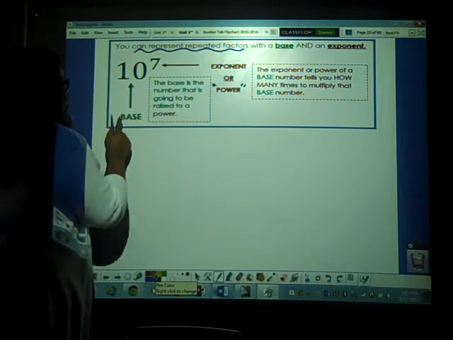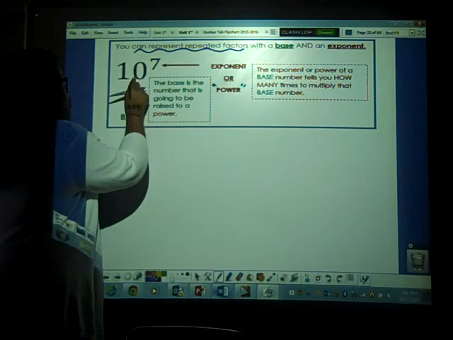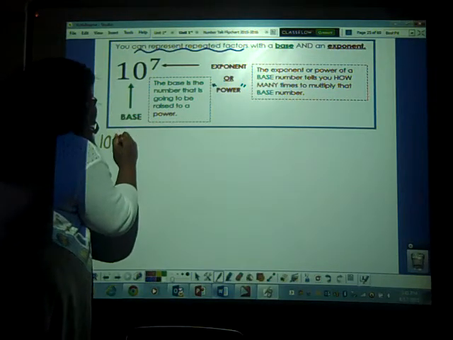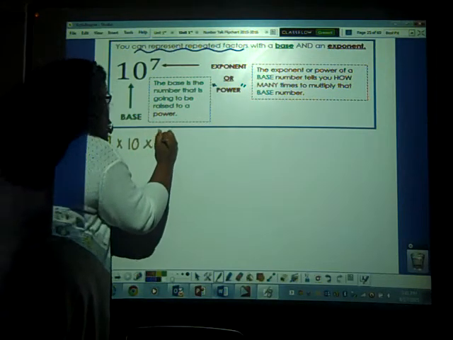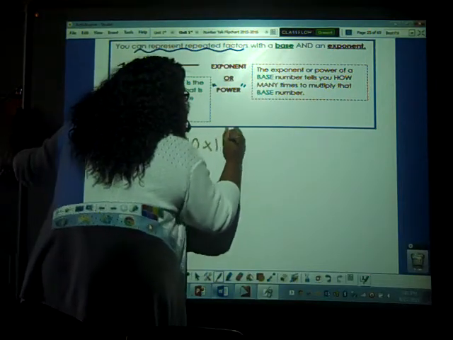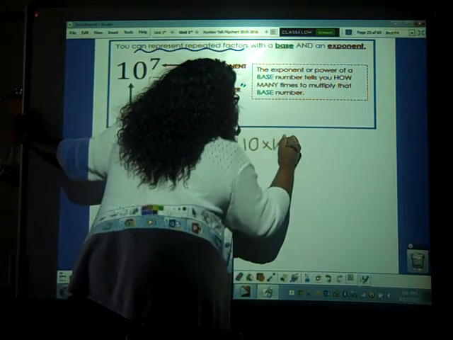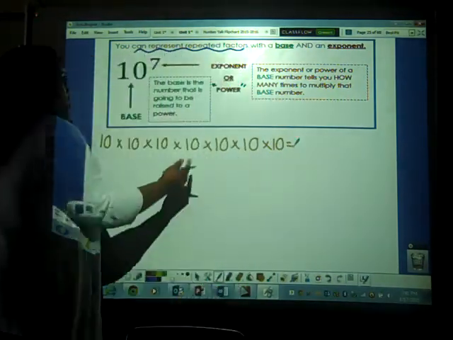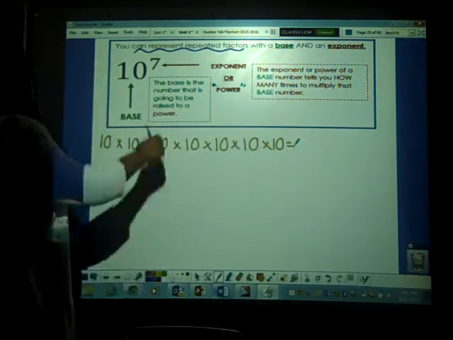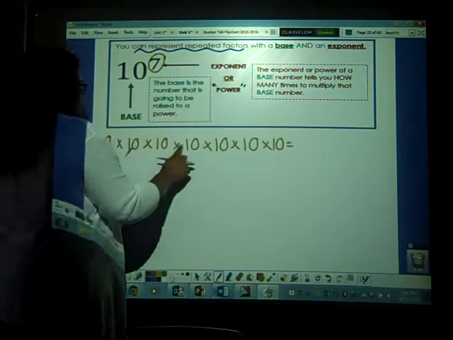10 to the 7th power. 10 is my base, so 7 is telling me how many times to multiply my base together. So I'm going to write 10, 10, 10, 4 10s, 5 10s, 6 10s, 7 10s. Okay, I have 7 10s. That's my base. My exponent told me 7. I wrote 10 7 times.